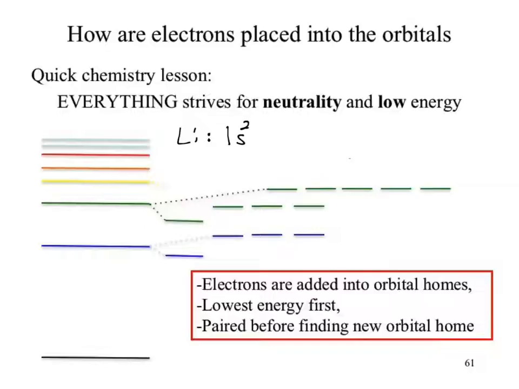1s2, 2s. Lithium has 3 electrons. The first 2 are going to go into the 1s orbital. Where's the next electron go? 2s1. Okay?